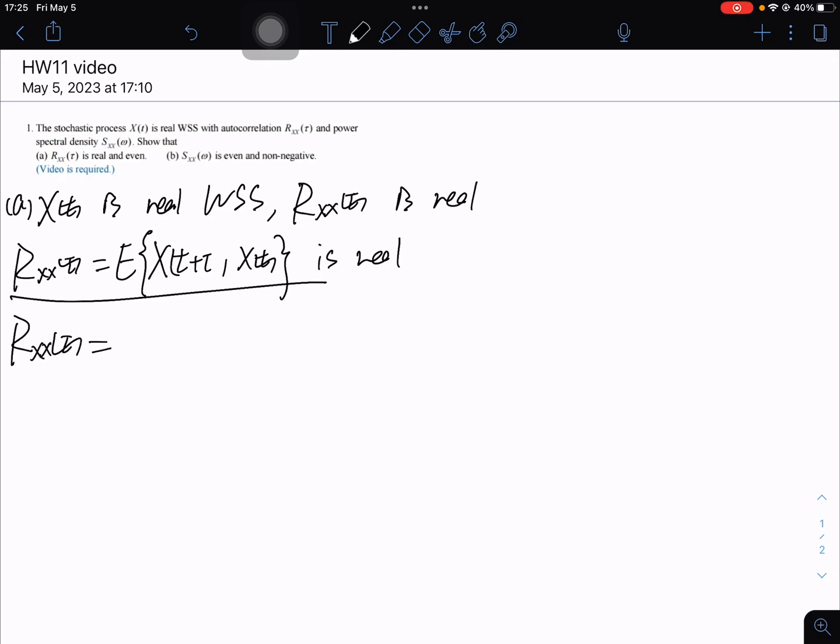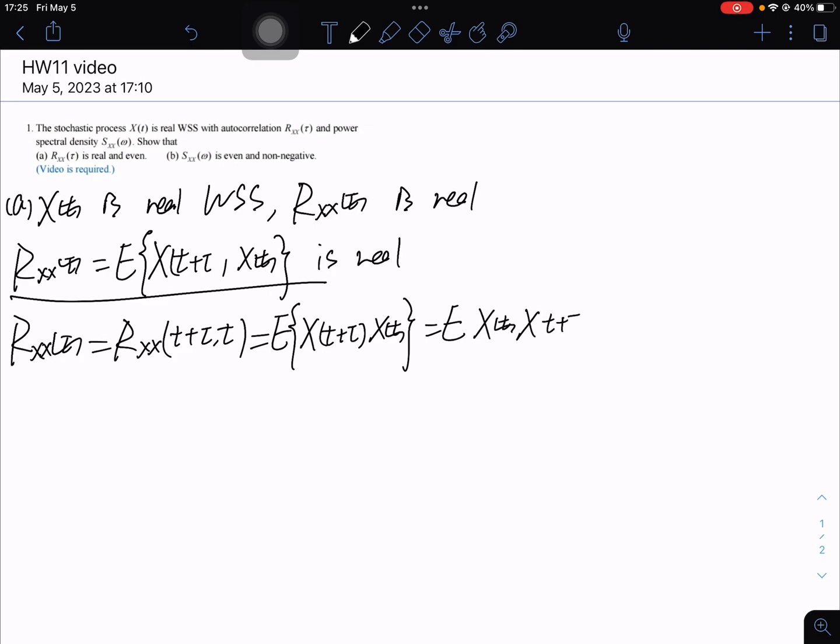R_xx(tau) equals R_xx(t plus tau, t), which is E[x(t plus tau) x(t)], which equals R_xx(t plus tau) and then R_xx(minus tau). Through this formula, we can get that R_xx(tau) equals R_xx(minus tau). So we can get that R_xx(tau) is even.